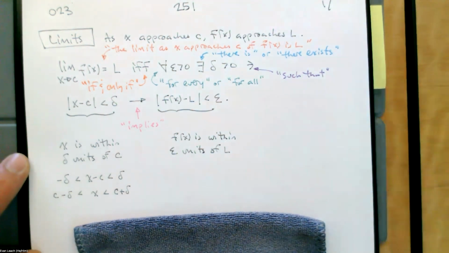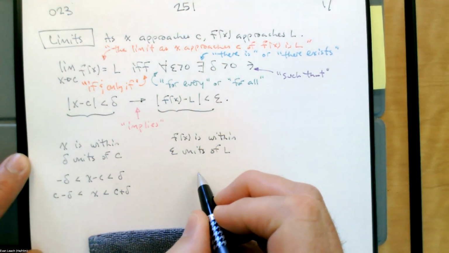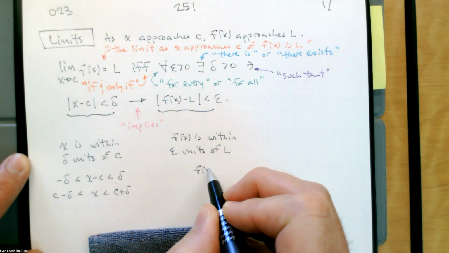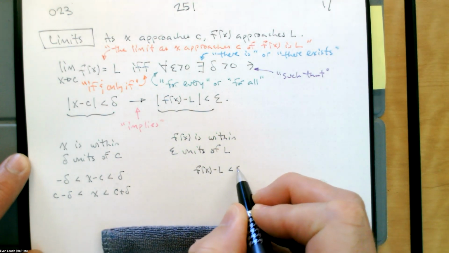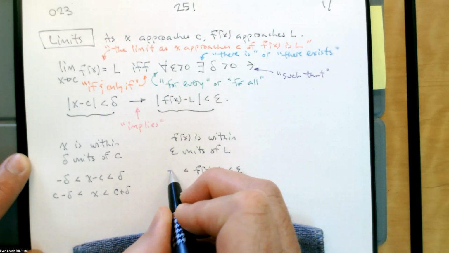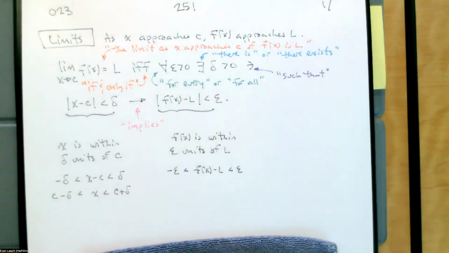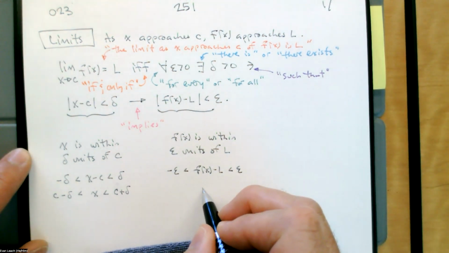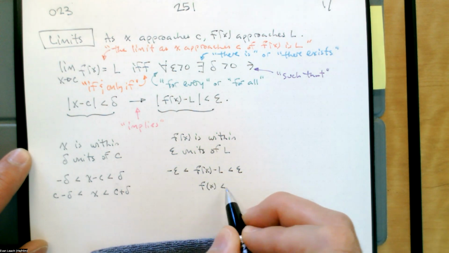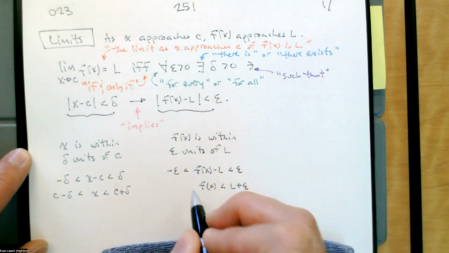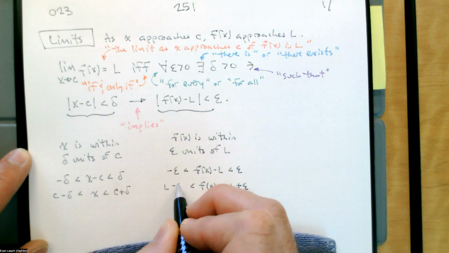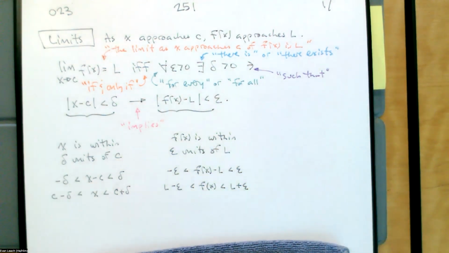The same thing happens with f of x is within epsilon units of L. This is requiring that f of x minus L be less than epsilon and greater than minus epsilon. This is how we get rid of an absolute value in an inequality of this type. Then if I add L all the way through, we find f of x has to be less than L plus epsilon and greater than L minus epsilon. Is everybody okay? Yes.